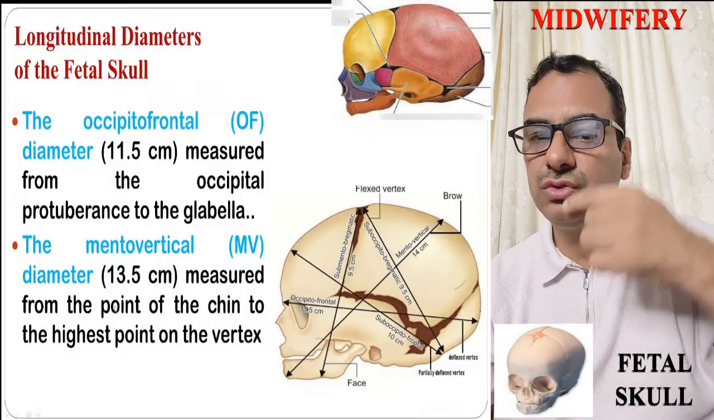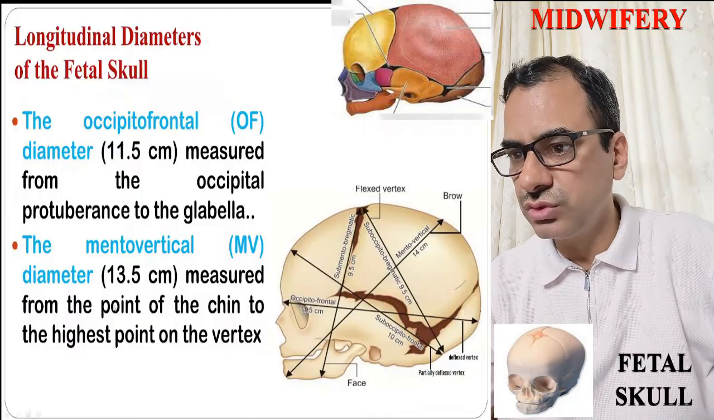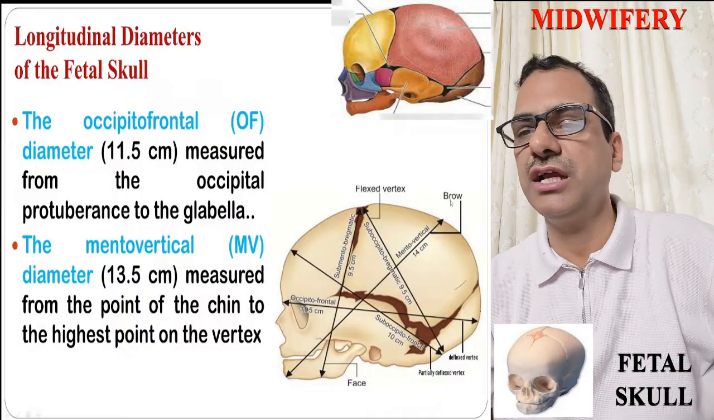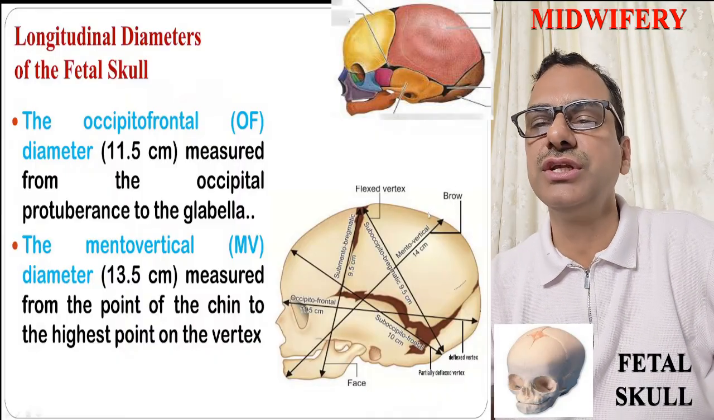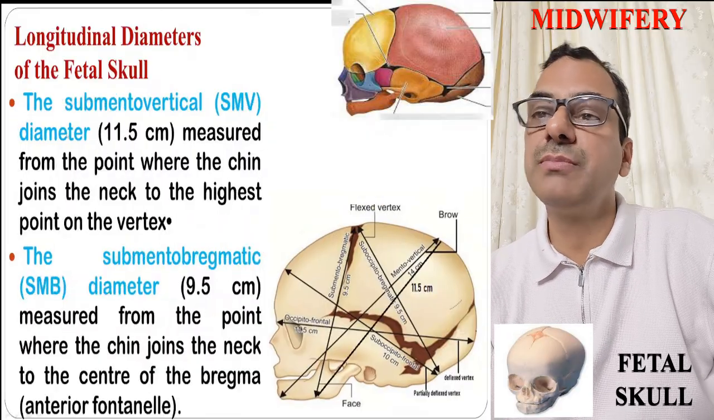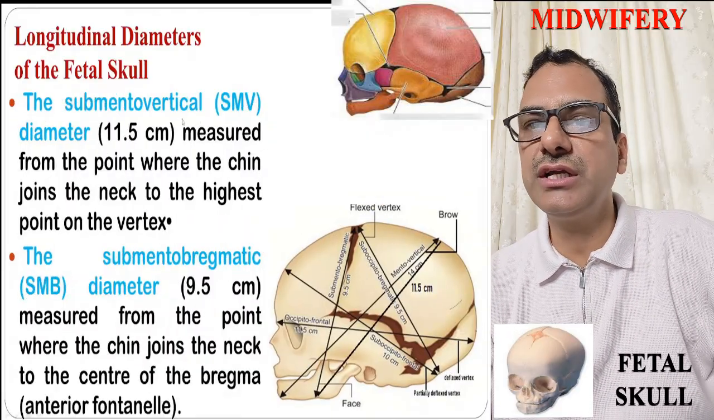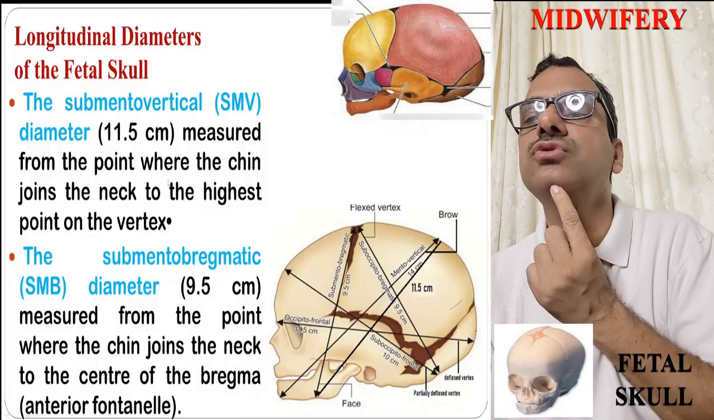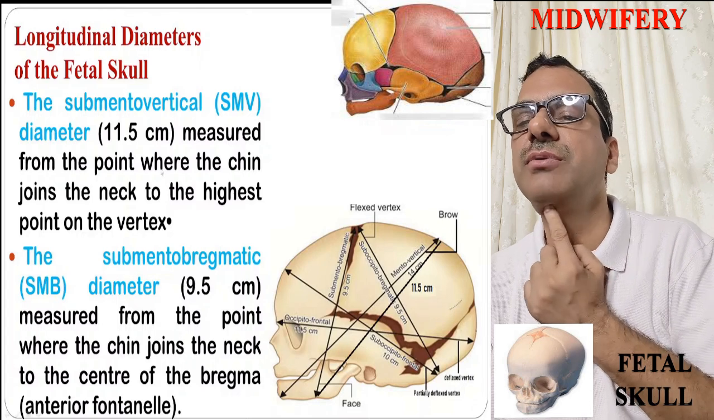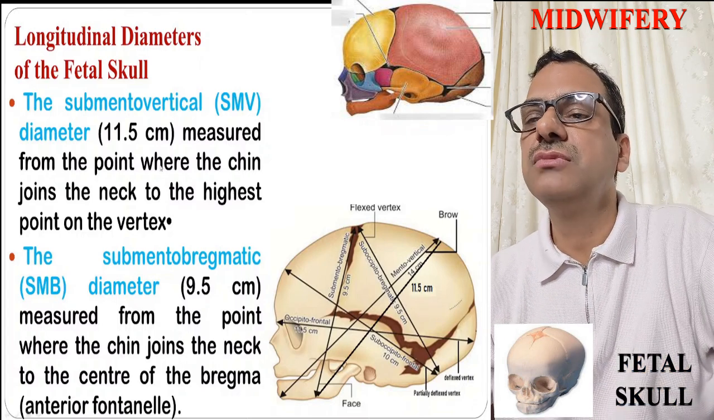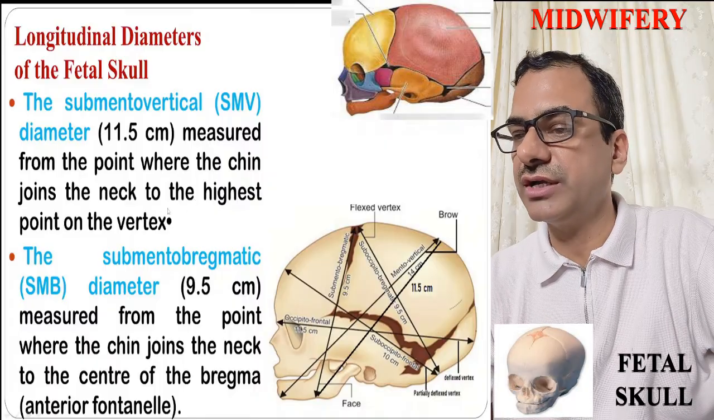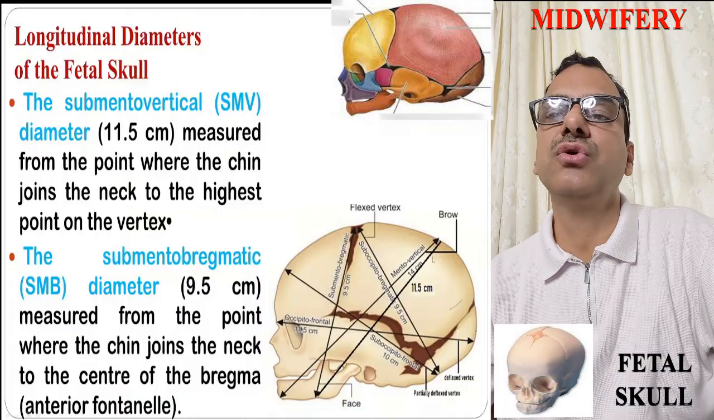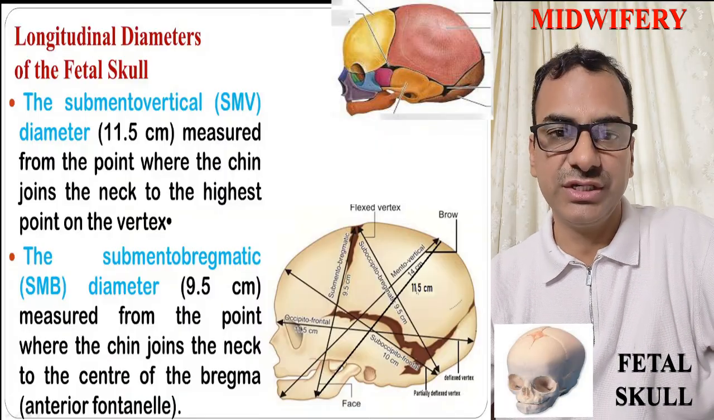Then mento-vertical. The mento-vertical diameter is 13.5 centimeters, measured from the point of the chin, the mentum, to the vertex. So this is the mento-vertical diameter. It will be 13.5 to 14 centimeters. Then submento-vertical. The submento-vertical diameter is measured from the point where the chin joins the neck, the submental portion, up to the highest point on the vertex. So this one is submento-vertical, which is 11.5 centimeters.